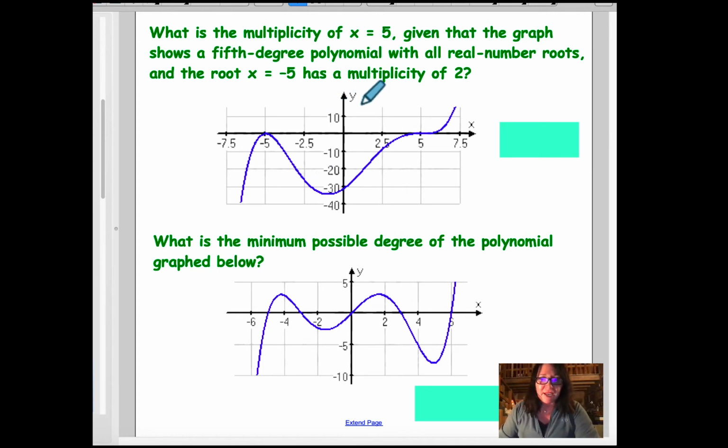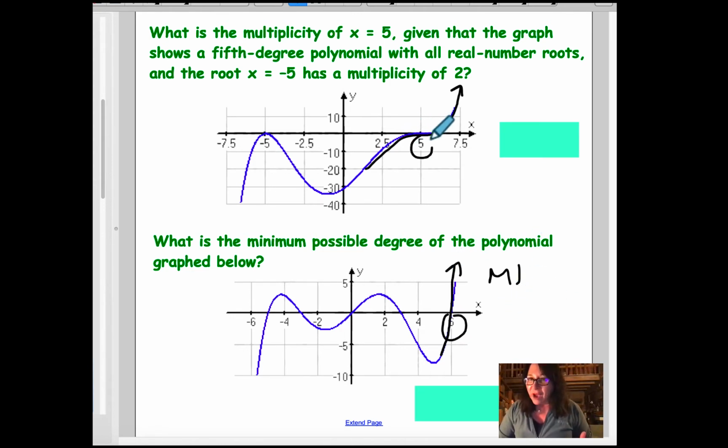What is the multiplicity of x equals 5? 5 is here. Now be careful with this, because we know that it's an odd multiplicity. But look at what's happening to my graph. See how it's doing this? If it was a multiplicity of 1, like at 5 here, see how it goes straight through? That's what happens when you have a multiplicity of 1.